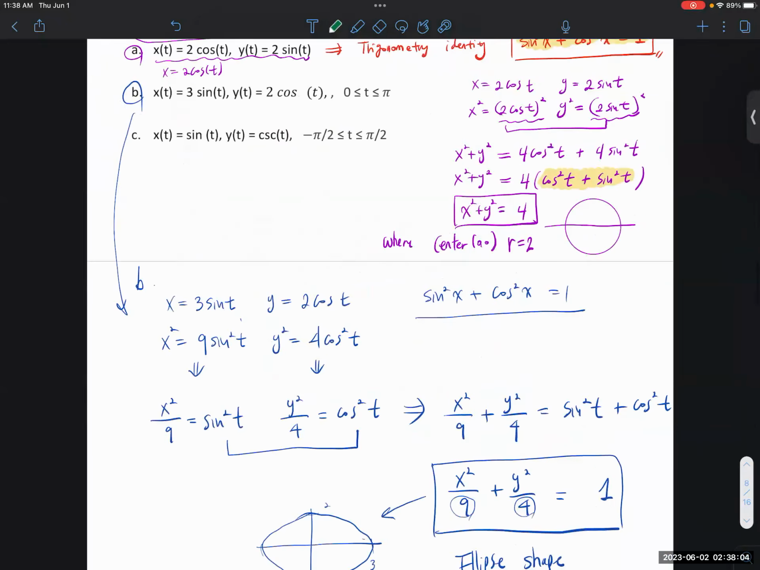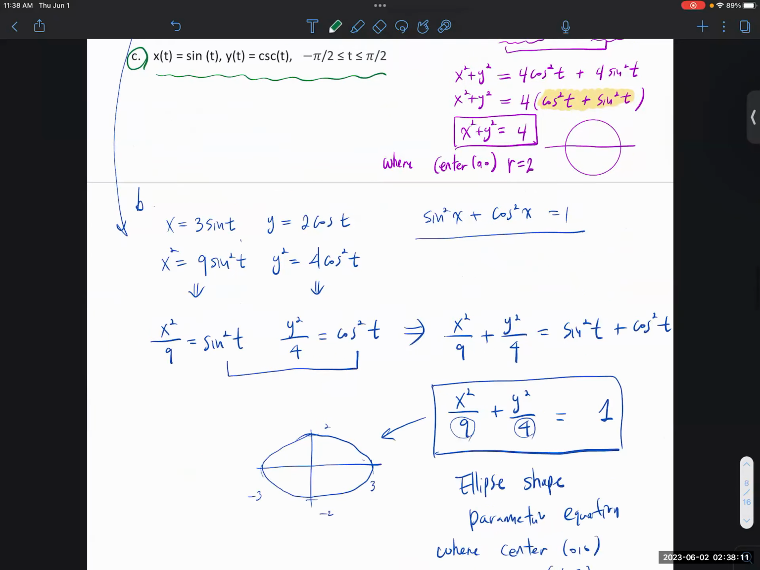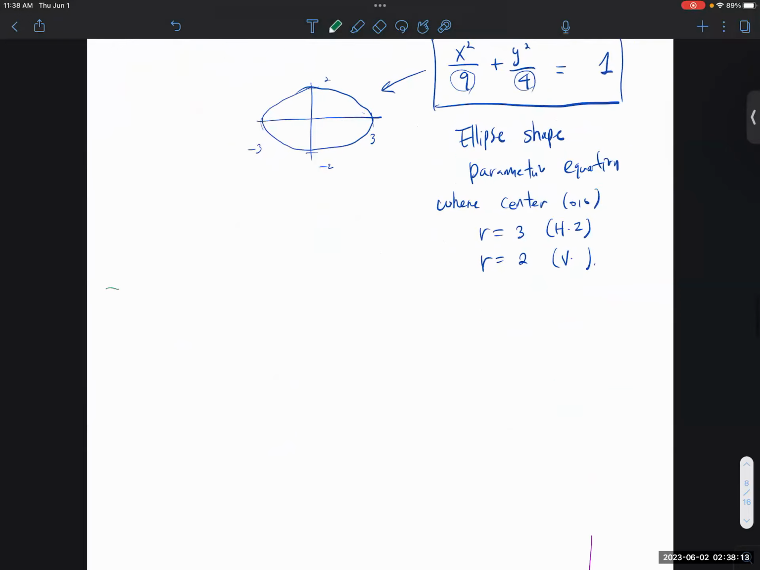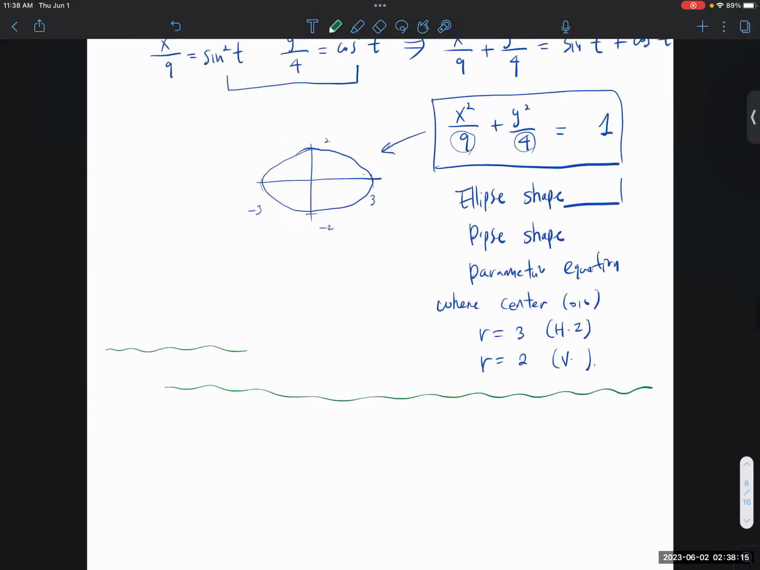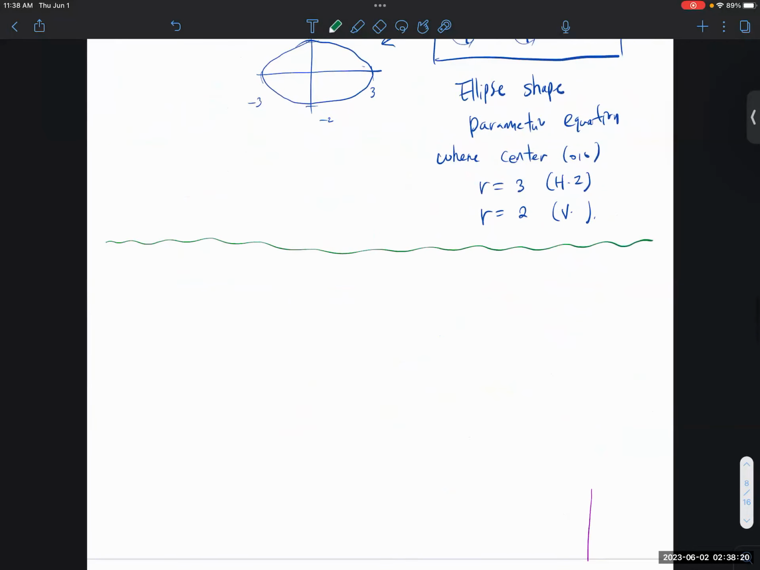Okay, one more, letter C. I'm going to write down the question. So let's take a look at it. We are going to find the parametric equation, right? Everything we are doing is finding the parametric equation. So for C, given x of t equals sine t, the y function is cosecant t, and t is between negative pi over 2 and positive pi over 2.